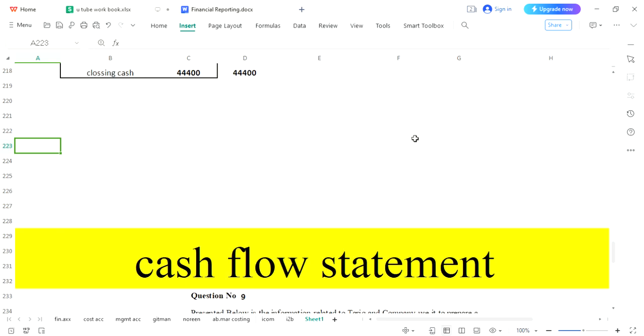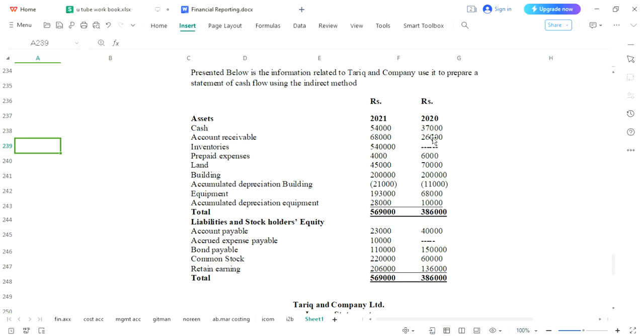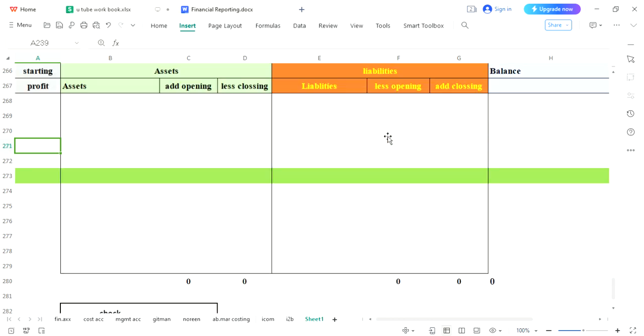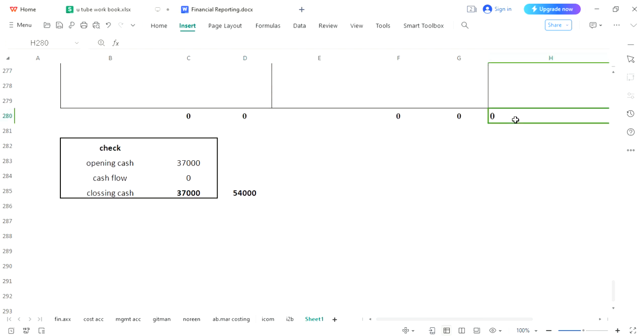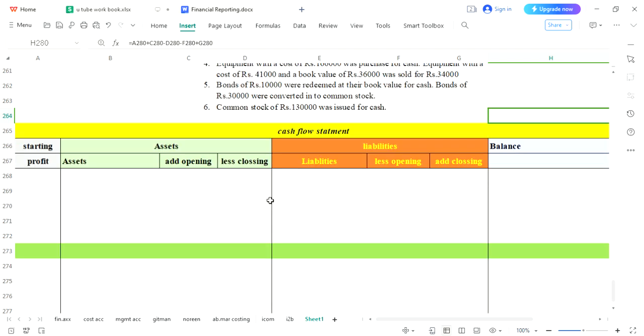It is starting from cash, opening and closing 37 and 54. So we will go to the cash and write 37,000 and 54,000 on the right side. This closing cash would automatically be arrived at if we do everything the same. This answer would be posted over here at cash flow, and what you will get? You will get 54,000. All right.